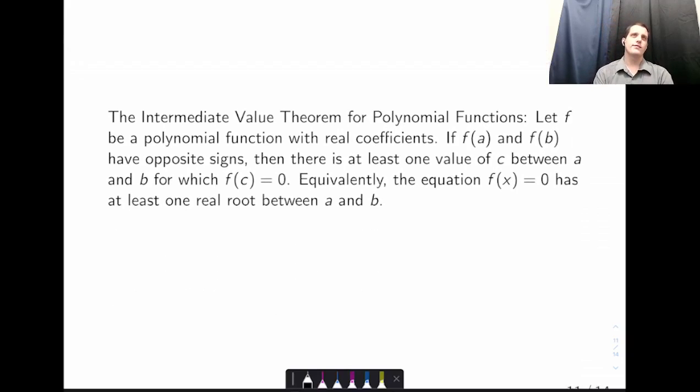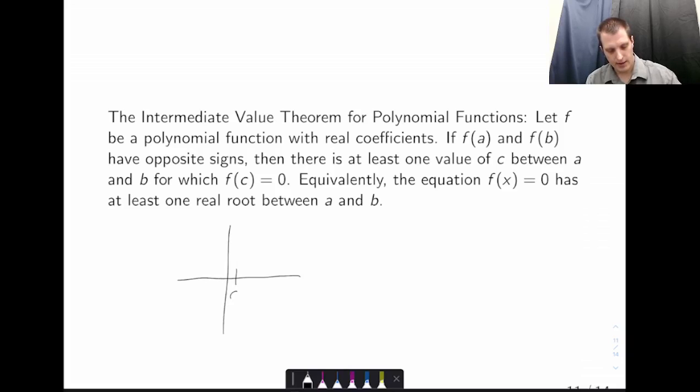Okay, the intermediate value theorem for polynomial functions. Long title. It's not that bad, though. Let f be a polynomial function with real coefficients, so no imaginary numbers. If f of a and f of b have opposite sign, so if f of a is positive and f of b is negative, or vice versa, then there is at least one value c between a and b for which f of c is equal to 0. Equivalently, f of x has at least one root between a and b. So what this means is, let's just make a graph.